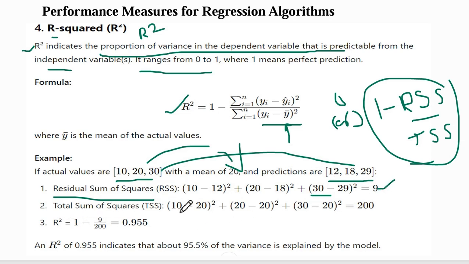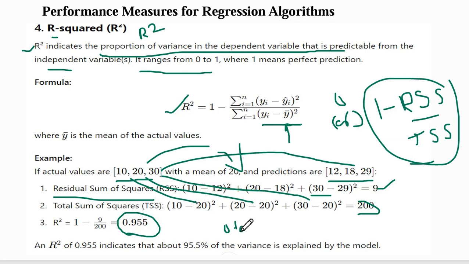And the total sum of squares, that means actual value minus mean value: 10 minus 20 whole square, 20 minus 20 whole square, 30 minus 20 whole square. Its value is 200. So 1 minus 9 by 200, its value is 0.955. That means the value of R square is in between 0 to 1.